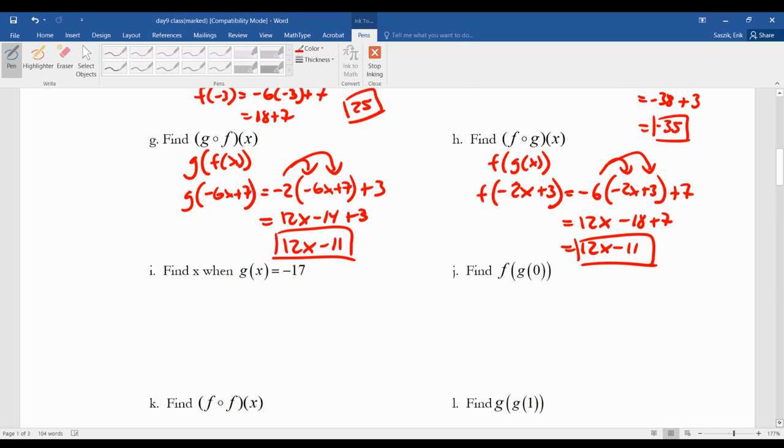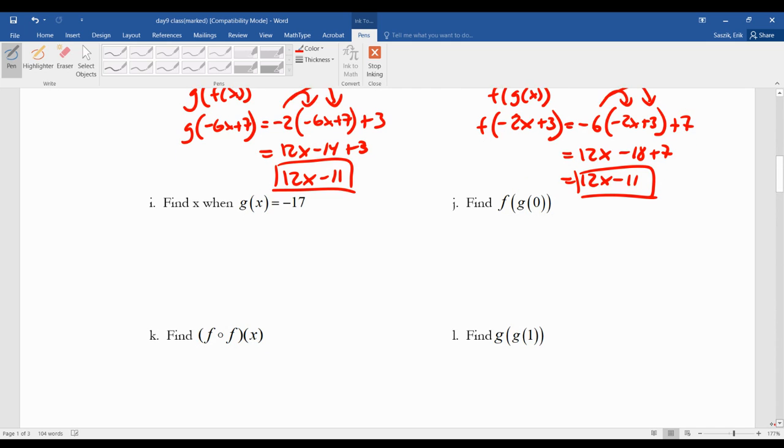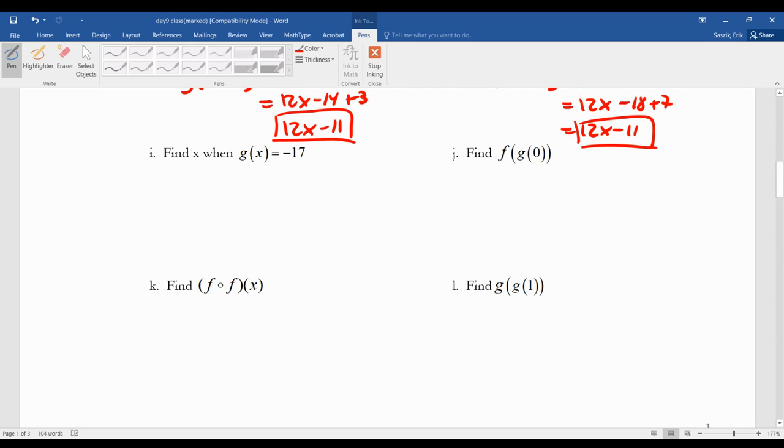Okay, now these problems we've done before. Find x when g of x is negative 17. So that means g of x, which is what? Negative 2x plus 3. That has to equal negative 17. So I'm going to set up an equation. And now solving, which you guys are very strong with. And you get x equals 10.